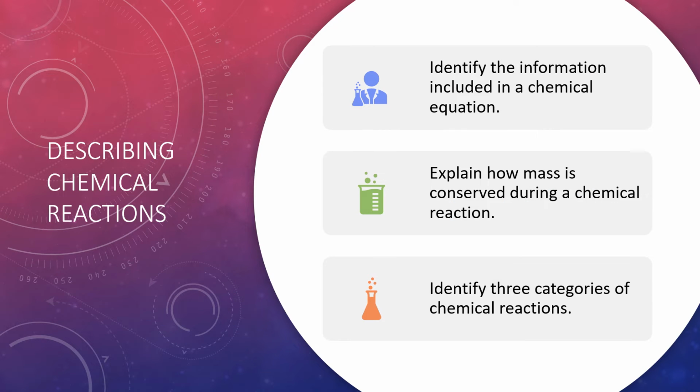Okay, and the last lesson that we're going to be talking about, in this case for chapter number 5, lesson number 2, you can find it in your books on page 170. In this case, we're talking about describing chemical reactions. Three main objectives to accomplish are identify the information included in a chemical equation, explain how mass is conserved during a chemical reaction, and we are going to try to identify three categories of chemical reactions.